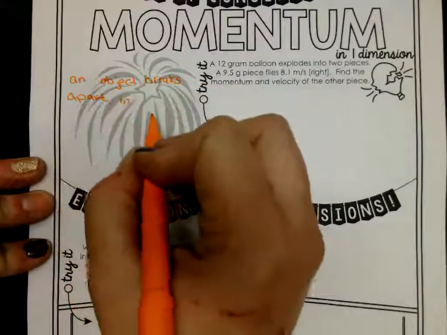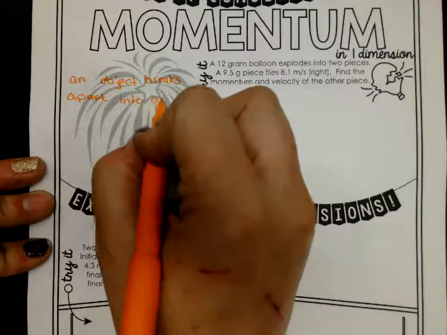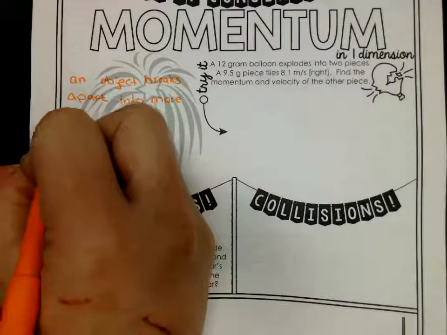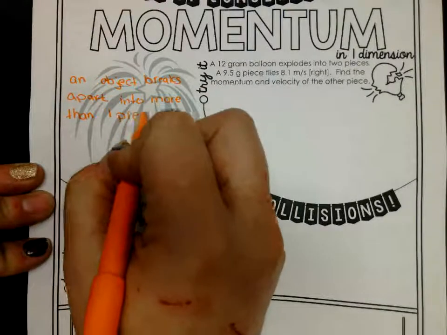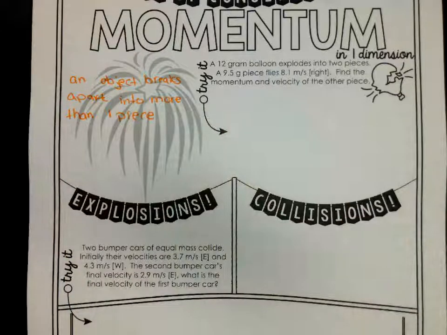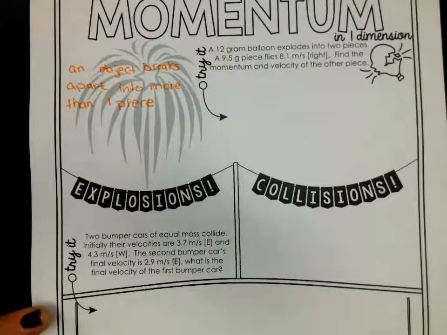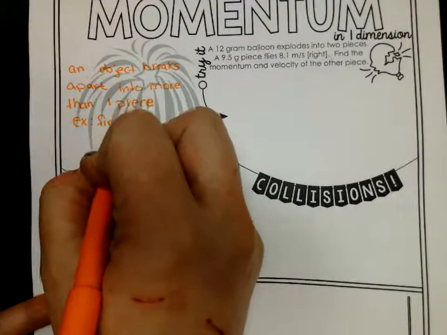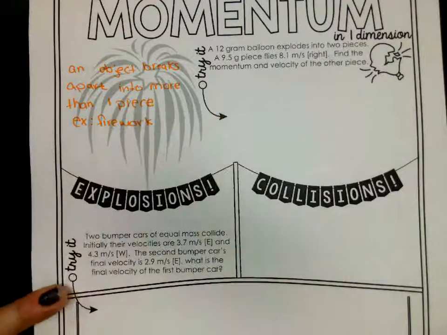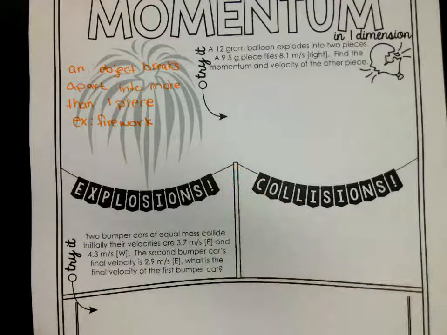into more than one piece. A great example of this would be a firework. And that's why there's a huge firework on your piece of paper.